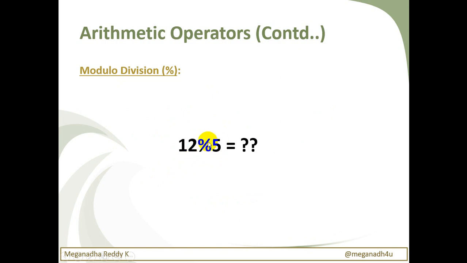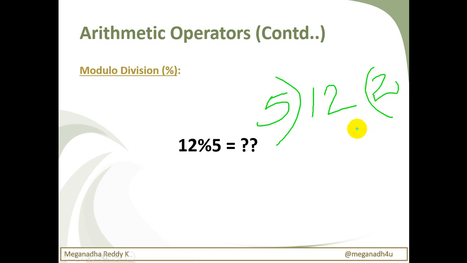What this modulo division operator does is, you have to divide the first number with the second one. So now I'm dividing it. 5 2s are 10, and you'll get the remainder as 2.